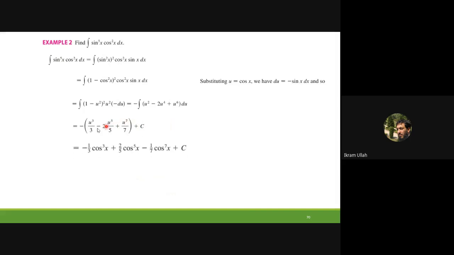Now using back substitution, u is equal to cos of x, so we have minus 1 by 3 cos cube x plus 2 by 5 cos 5x minus 1 by 7 cos 7x plus c.